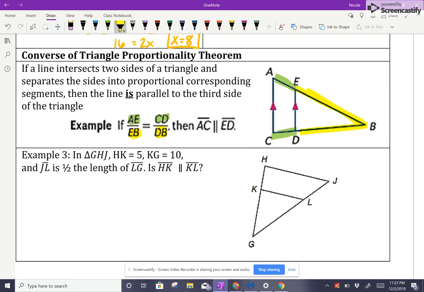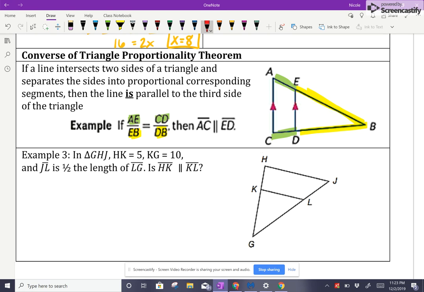So that, again, this one works in the opposite direction. If I know these segments are proportional to each other, then I can, of course, say that the segments are parallel. Okay, so we're basically working backwards to prove that we have parallel lines.